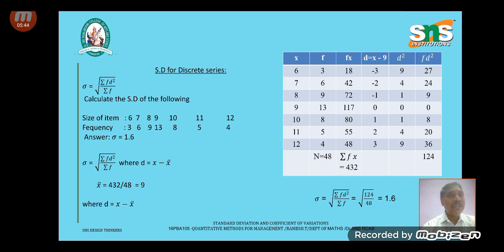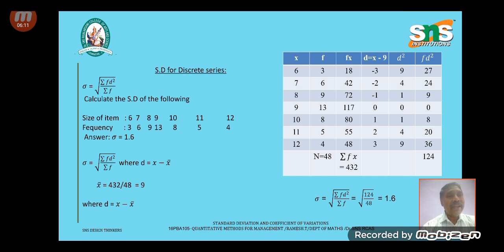So multiply f and x, and then the total value of fx is 432 and the total frequency is 48. Therefore the average is 432 by 48, that is equal to 9. Therefore the x bar value is 9. Now we take what is d. As usual, d is the difference between the data and the average.